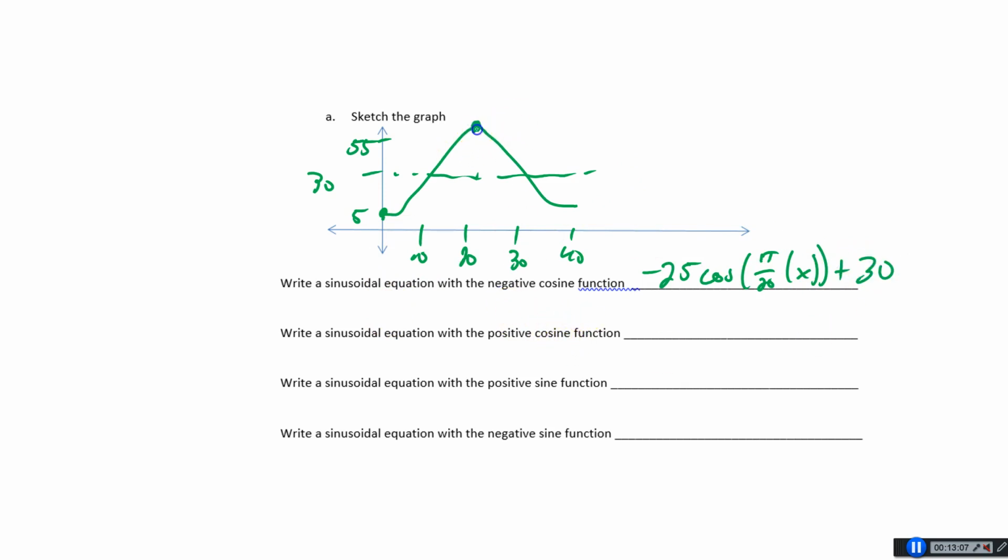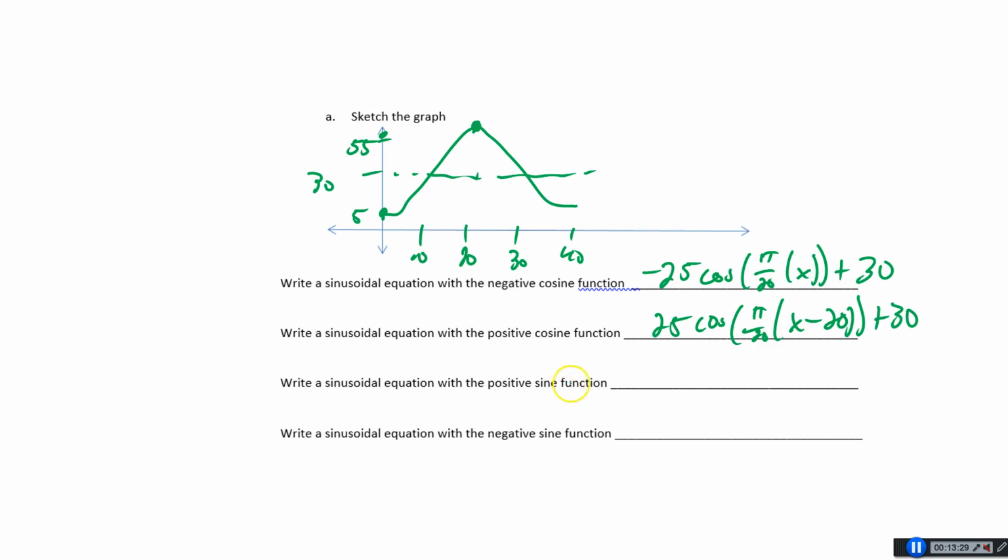So positive cosine function. For that, we need to start at a maximum point heading down. So that's going to be a shift to the right of 20, right? Because normally that would start up here and head downwards, but it's been shifted to the right by 20. Takes a little bit of practice to get this, but eventually you figure it out. So 25 cosine pi over 20 times x minus 20 plus 30.